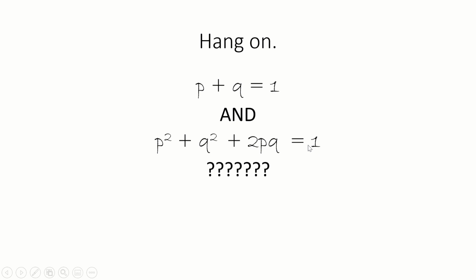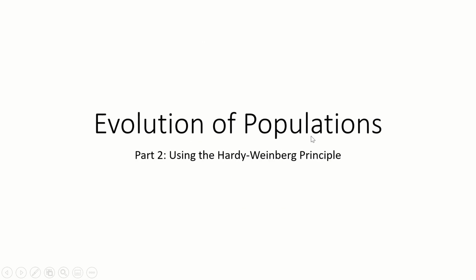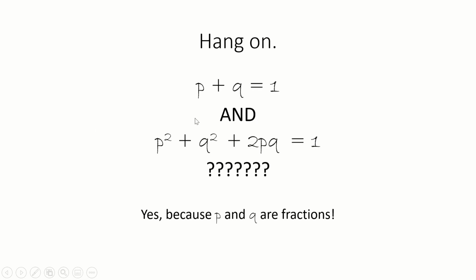But it is how math works, because P and Q are both fractions. So if you add up 2 fractions and they equal 1, and then you do all of this complicated multiplication, remember that when you multiply fractions, they get smaller. And so P squared plus Q squared plus 2PQ also equals 1. All right. This is important. In the next section, we are going to use these equations to figure things out about populations over time. Stay tuned. It's cool.